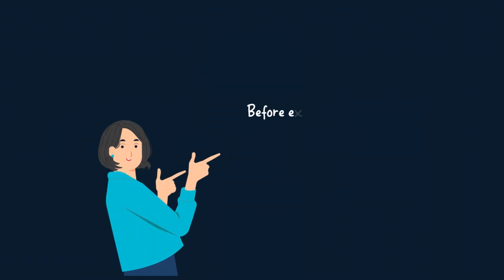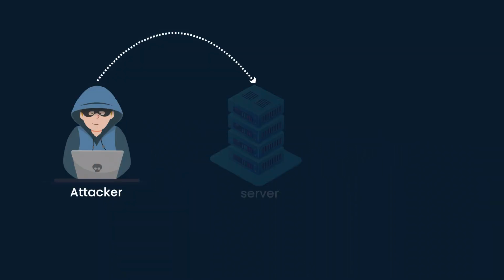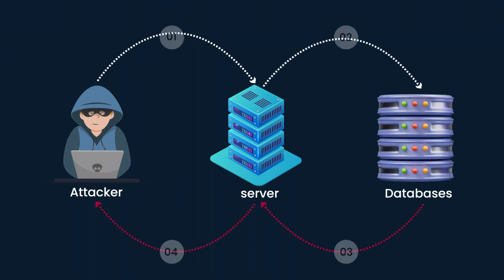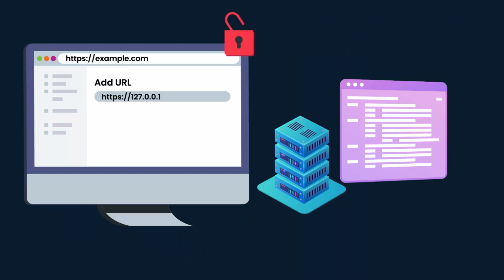Understanding SSRF. Before exploring SSRF, it's crucial to understand its fundamental concept. SSRF is a vulnerability where the attacker exploits server functionality to access or manipulate internal resources. By providing or altering a URL, the attacker induces the server code to retrieve or transmit data.